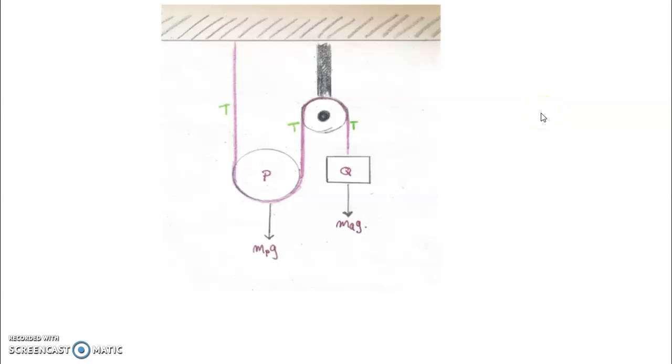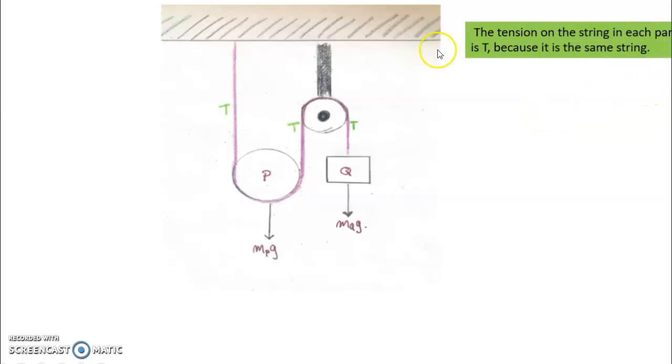And what can we say about that? Well, the first thing we can say about that is that the tension on each part of the string here, here, and here is going to be the same because it's the same string.